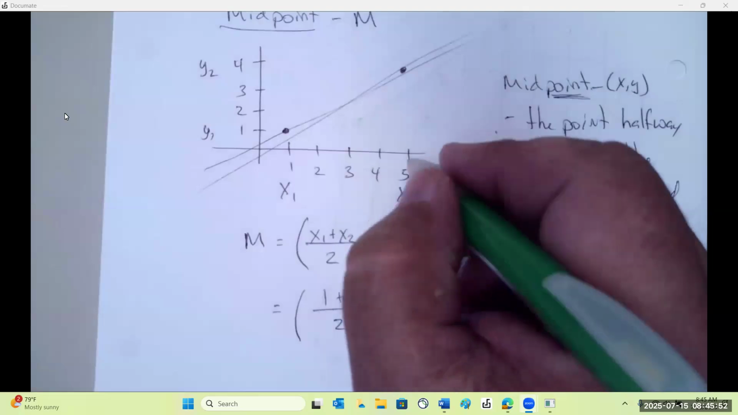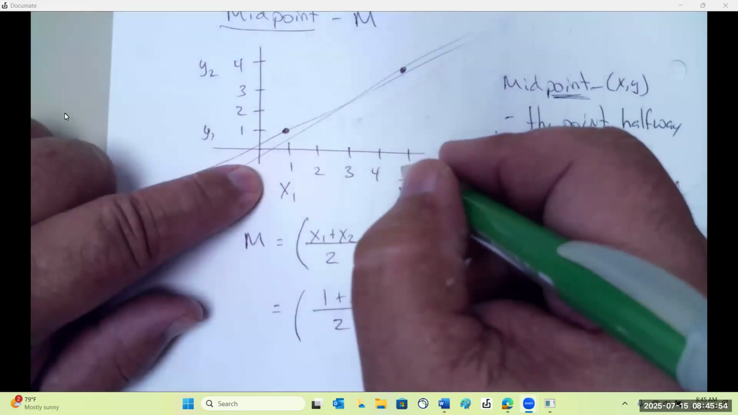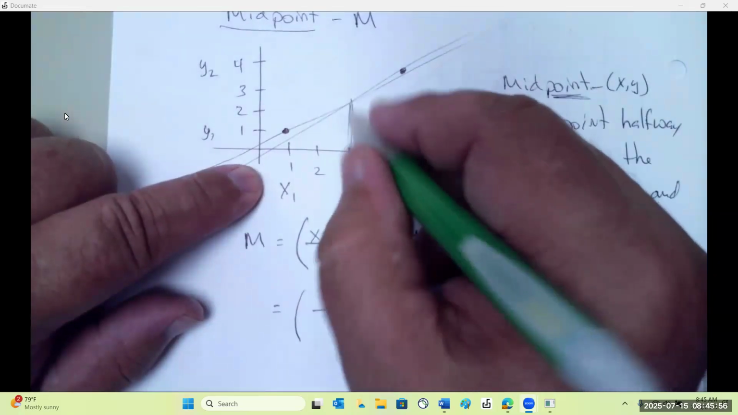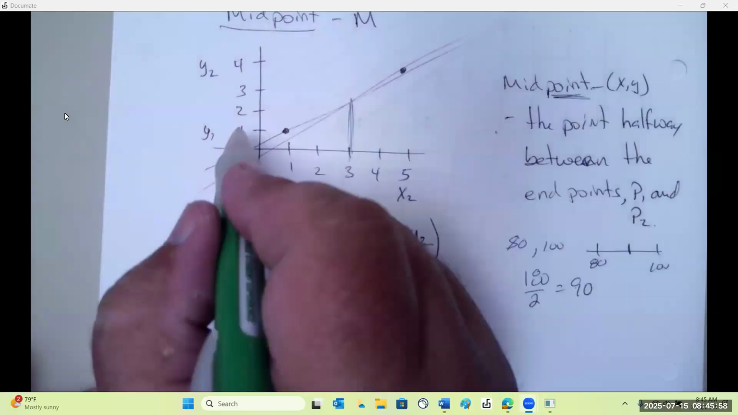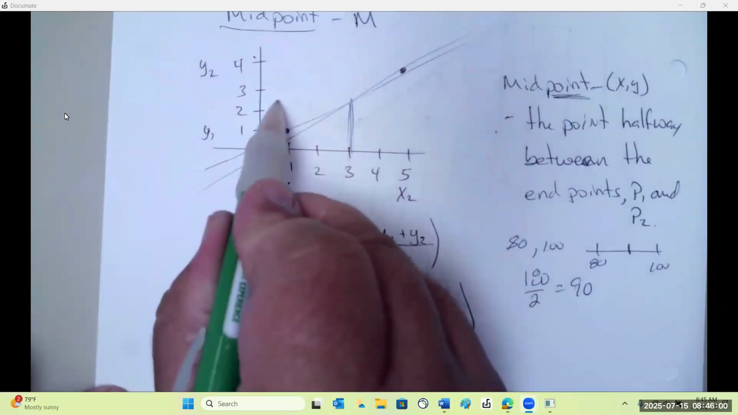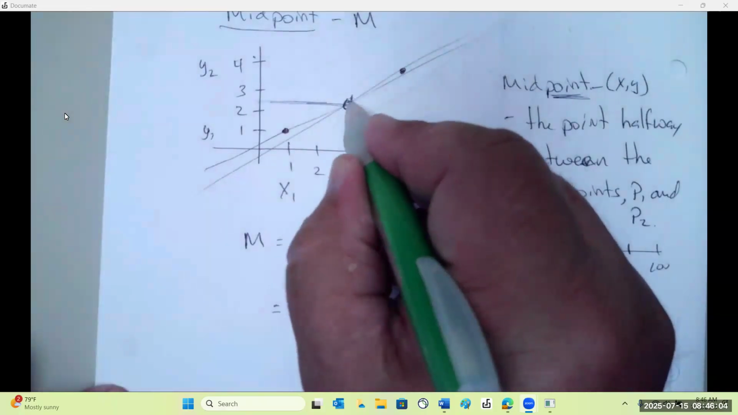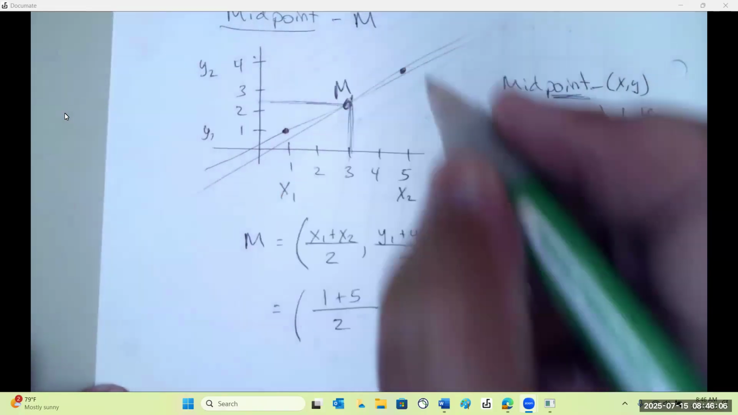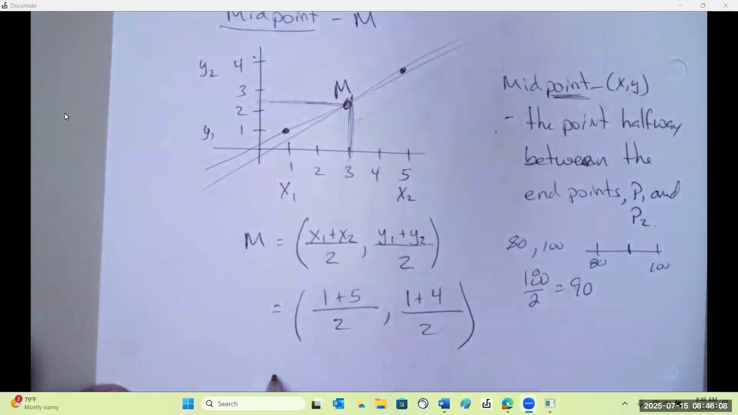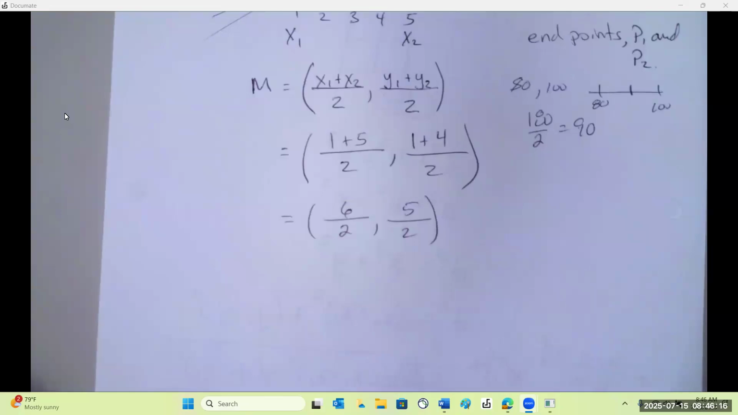As we can see, the number between 1 and 5 is 3. The number between 1 and 4 is 2.5. So there is your midpoint. 1 plus 5 is 6 over 2. 1 plus 4 is 5 over 2.